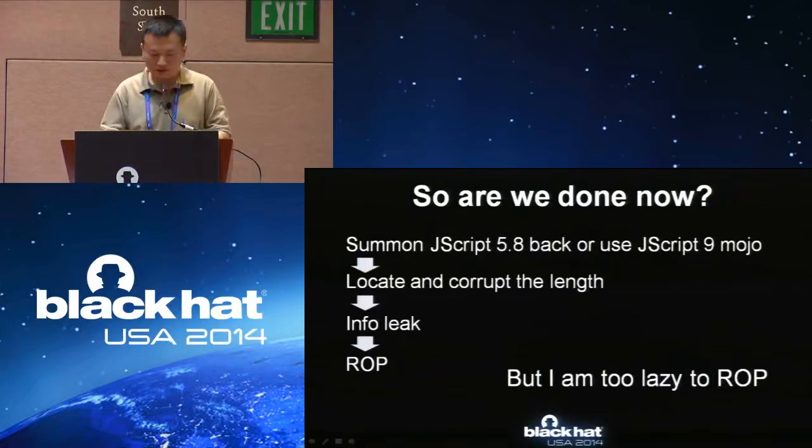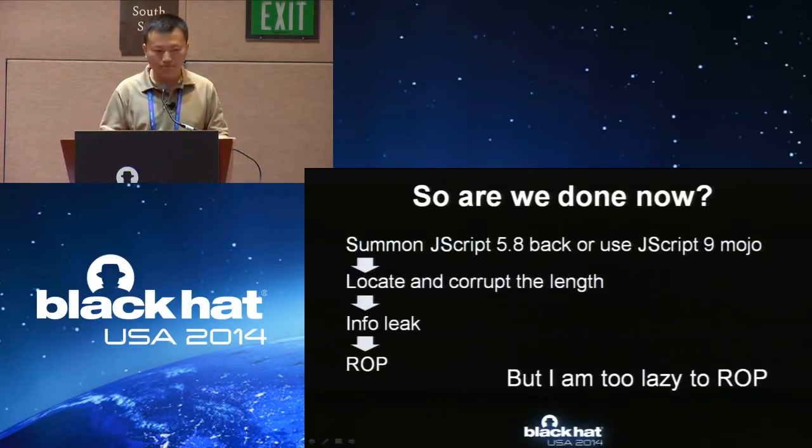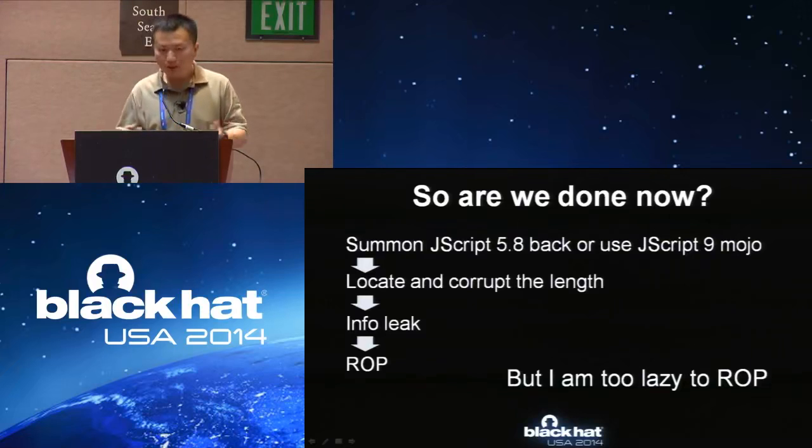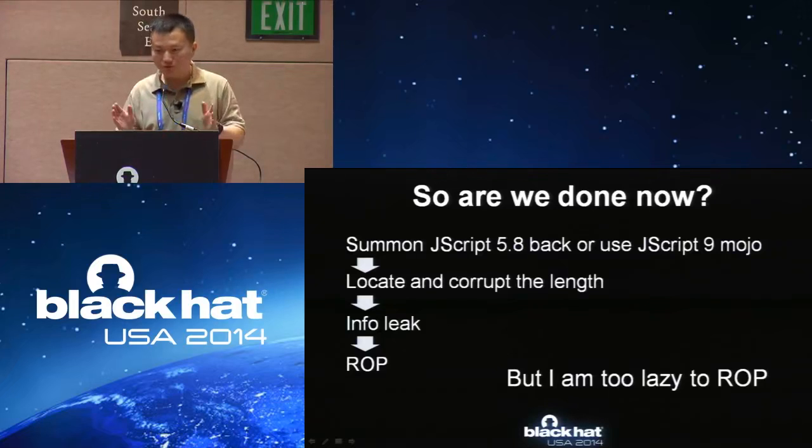So now we can choose JavaScript 5 or JavaScript 9 to do info leak and ROP. ROP is a great technique, but creating an ROP chain is a laborious process. I'm not a hardworking man. They say laziness is the mother of invention. So let's do some invention.